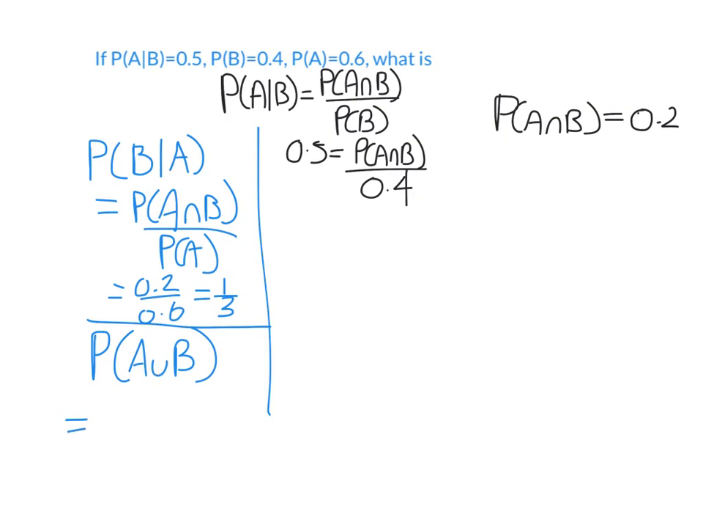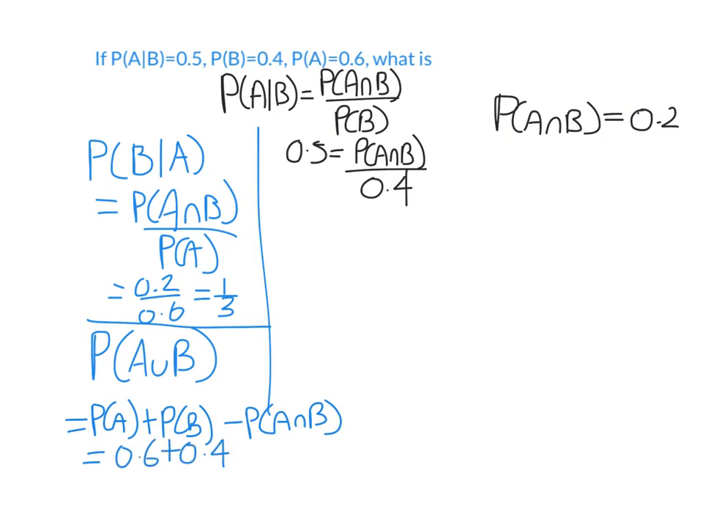How I would calculate the probability of A or B is what we learned in a previous lesson. That would just be the probability of A plus the probability of B minus the probability of both. Probability of A we know is 0.6. Probability of B is 0.4. The probability of both I figured out was 0.2. Just adding and subtracting those, you get 0.8.